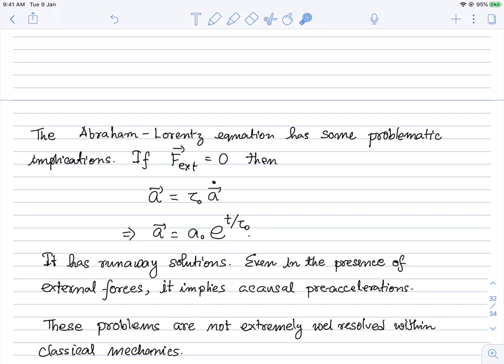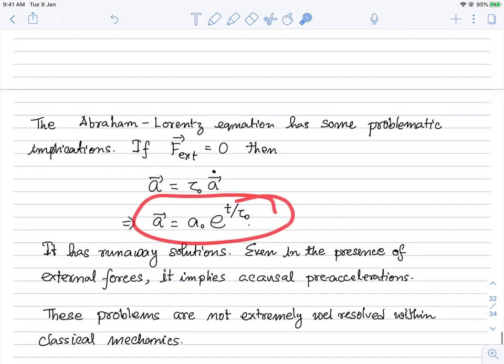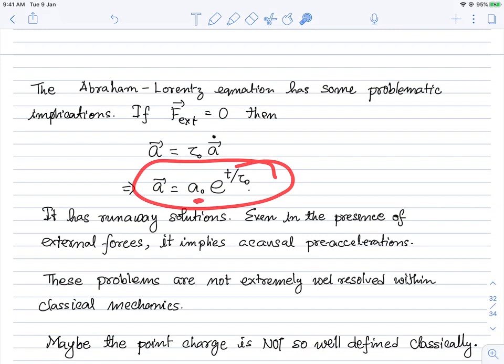And in general, the solution to this equation is like this, where from some initial value, the acceleration grows. It's like a runaway solution. You are not doing anything. You are not acting on it with any force. But because of the force on itself due to its electric and magnetic fields, it seems that if there was an initial acceleration and you leave it to itself, then there are these growing, so-called runaway solutions that this Abraham-Lorentz equation admits.